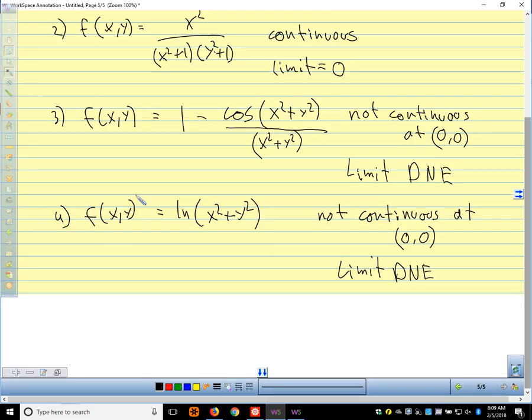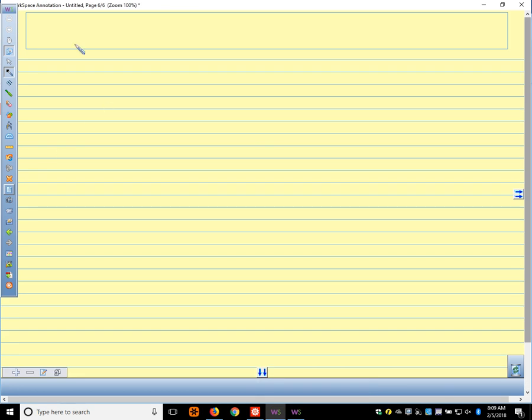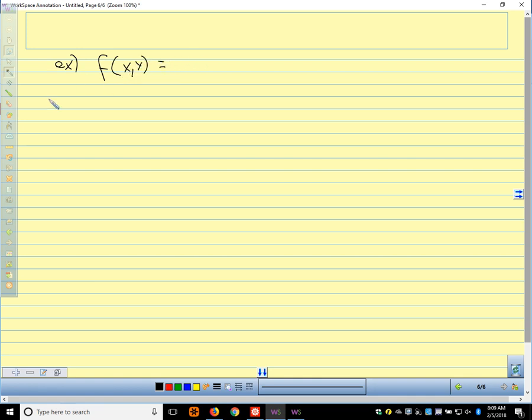Just like Gmail. Yeah, that's the Gmail function. Natural log of Gmail. How about f of xy? Yes, this would be number 5. I think so. Gosh, I hope so.